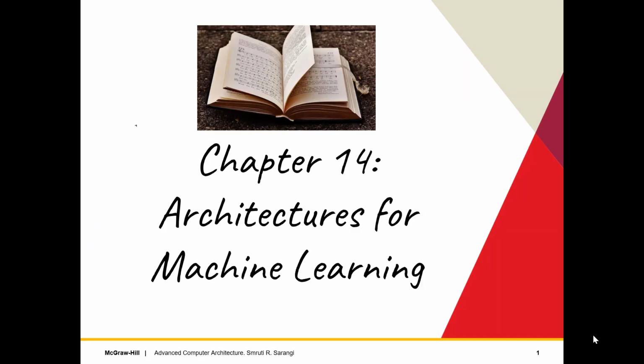Welcome to chapter 14. This is on architectures for machine learning. In this chapter, we will first learn a little bit about modern contemporary machine learning, and then we will discuss modern architectures for machine learning. AI and ML driven accelerators are very popular as of today, so there is a need to understand the way that they are architected.